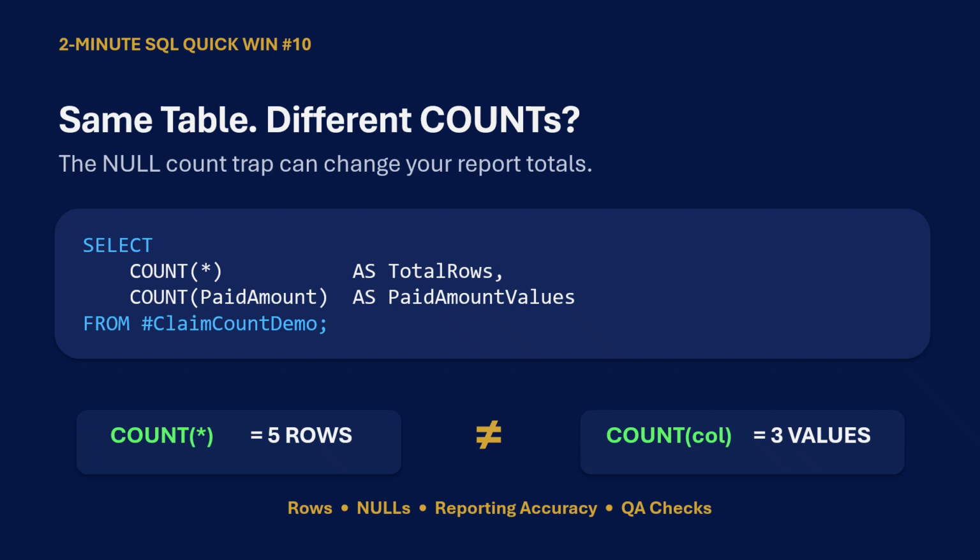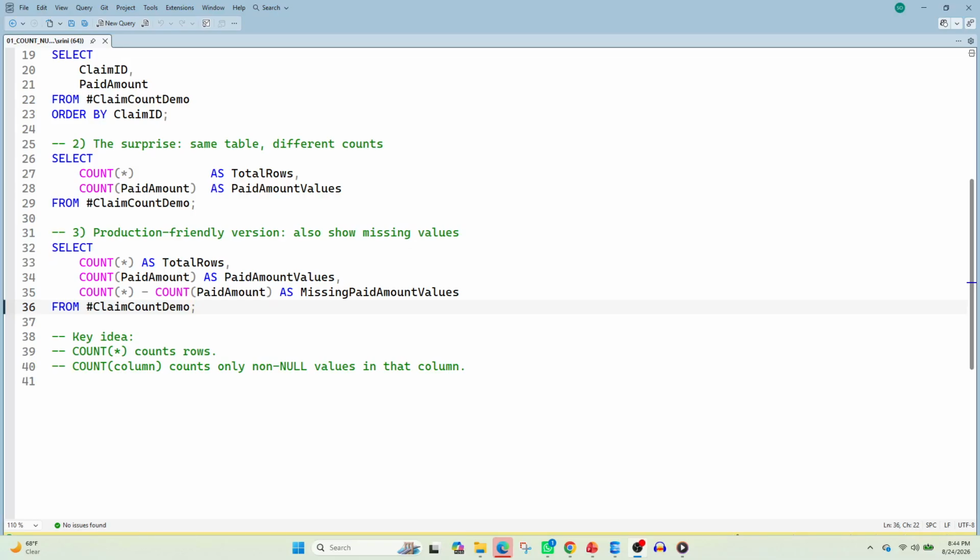Same table, two count expressions, two different answers. This is one of the easiest null traps to miss in SQL reporting. COUNT(*) counts rows, but COUNT(column) counts only non-null values in that column. Let's do it quickly in SSMS.